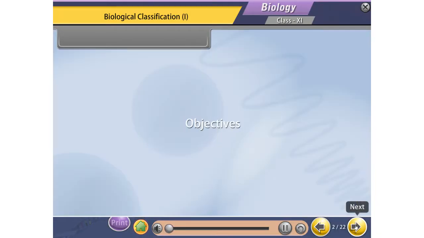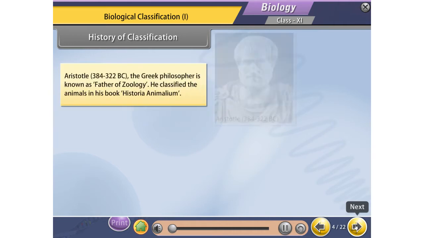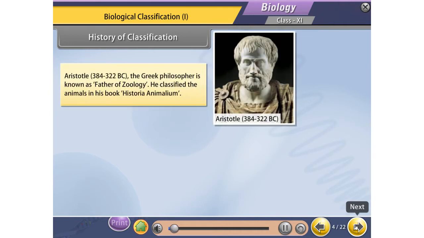Introduction. Objectives. Understand the history of classification. Aristotle, 384 to 322 BC, the Greek philosopher, is known as the father of zoology. He classified the animals in his book Historia Animalium.